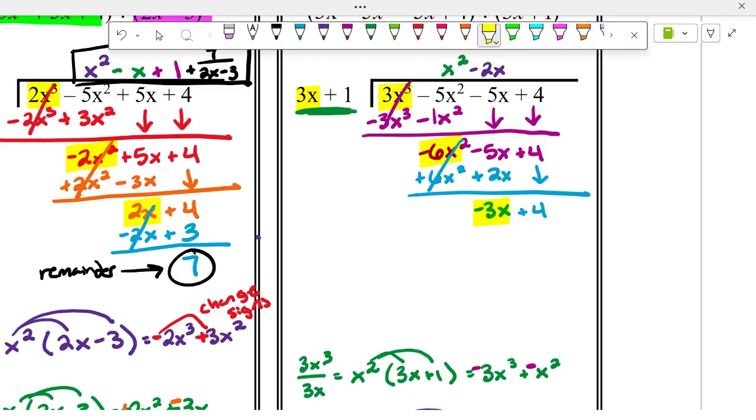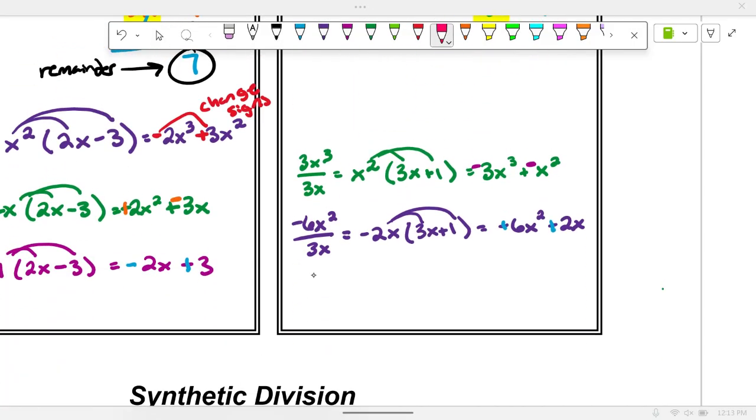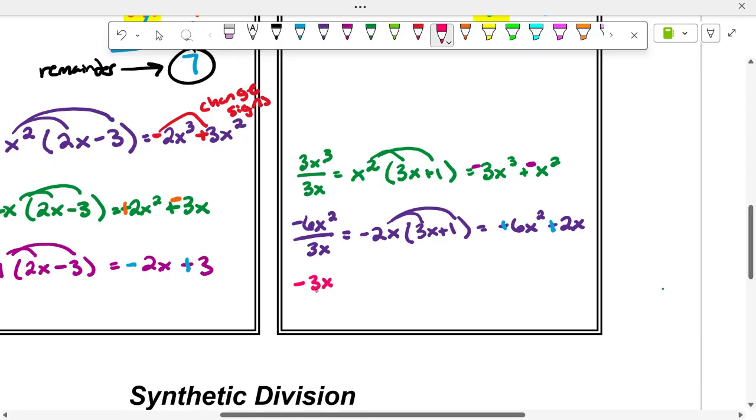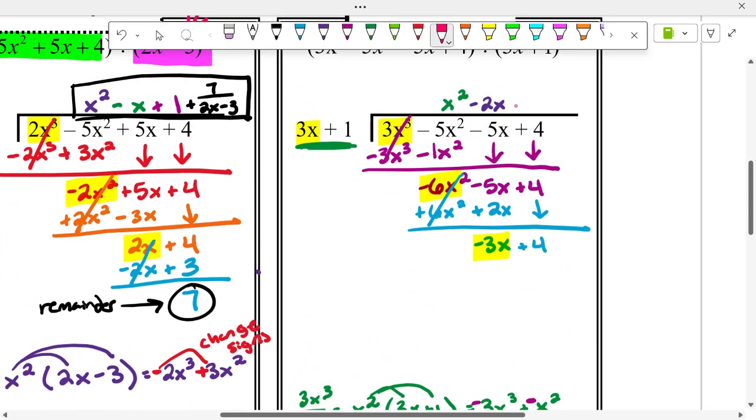Good, negative 3x divided by 3x. So I got negative 3x divided by 3x, which is what, Zoe? Negative 1. Good. So I put minus 1 up here.